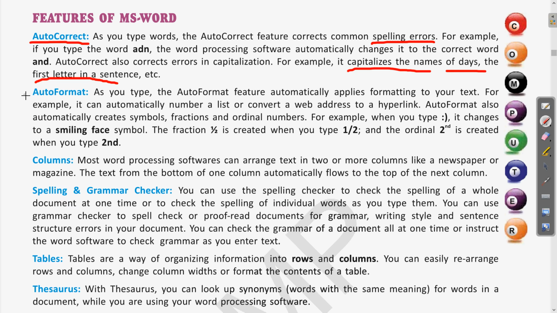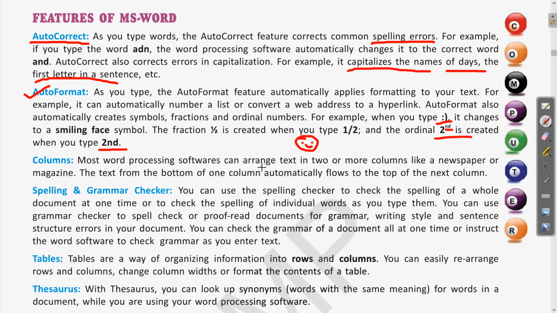Next is auto format. Suppose you are writing an ordinal number, meaning somewhere it is written first or second. As you can see, in place of this second, ND is written at the same position, so it will superscript the ND at the top. Then emojis: whatever symbol you type will automatically convert to the emoji symbol. The smiley as you make it can be automatically made by auto format.